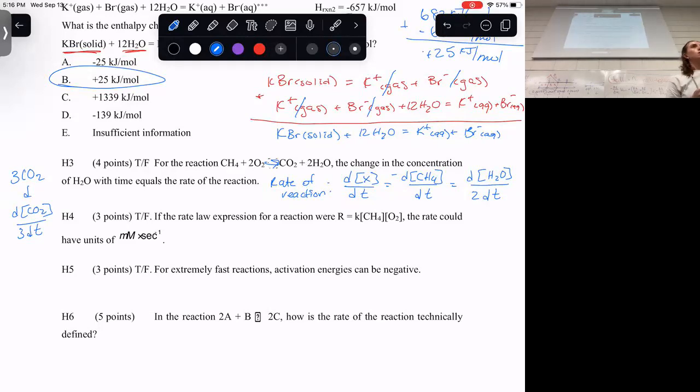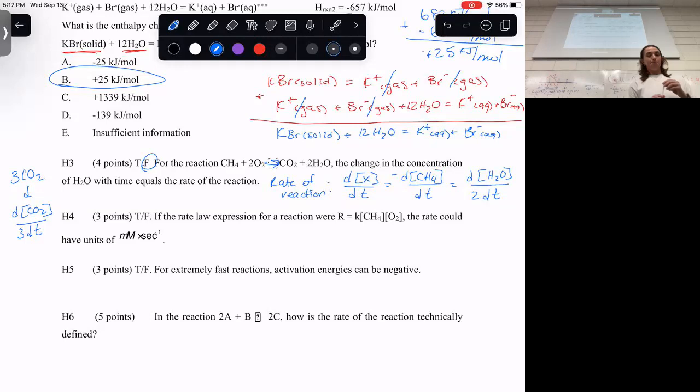We can. I just didn't write down all of them. I was just using it as a reactant or product example. So we're saying that the change in concentration of H2O with time equals the rate of reaction. Is that true or false? It's false because it's 1/2 of the rate of reaction. The rate of appearance of H2O is 1/2 the rate of reaction, not the other way around.